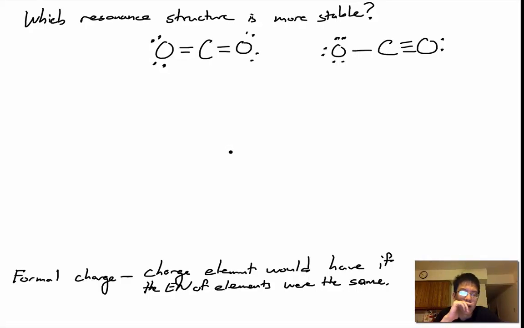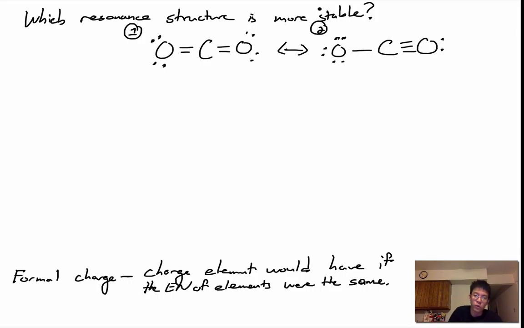Okay, so we left off last time thinking we had two good resonance structures. We said, hey, both of these are possibilities. But in reality, one of these resonance structures is better or more stable, meaning the compound prefers to spend more time in that state than the other one.